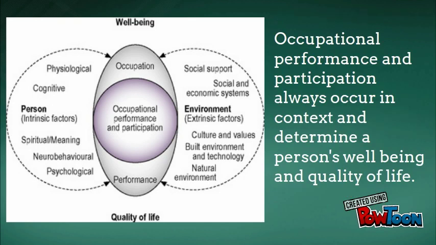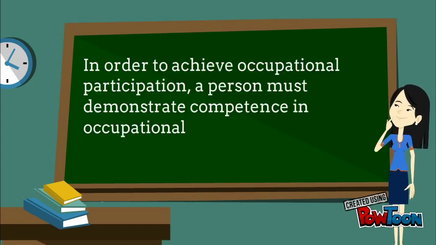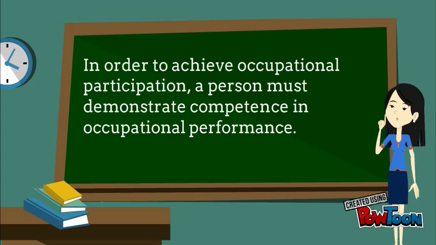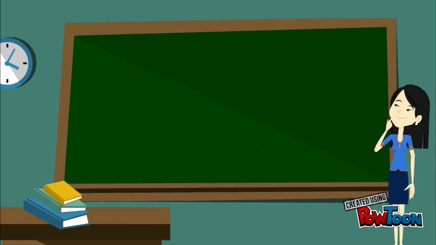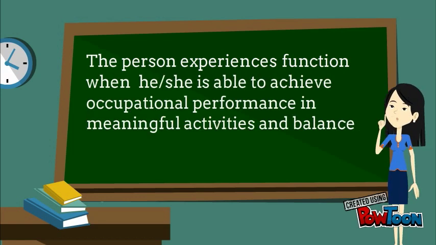Occupational performance and participation always occur in context and determine a person's well-being and quality of life. In order to achieve occupational participation, a person must demonstrate competence in occupational performance. The person experiences function when he or she is able to achieve occupational performance in meaningful activities and balance of demands.